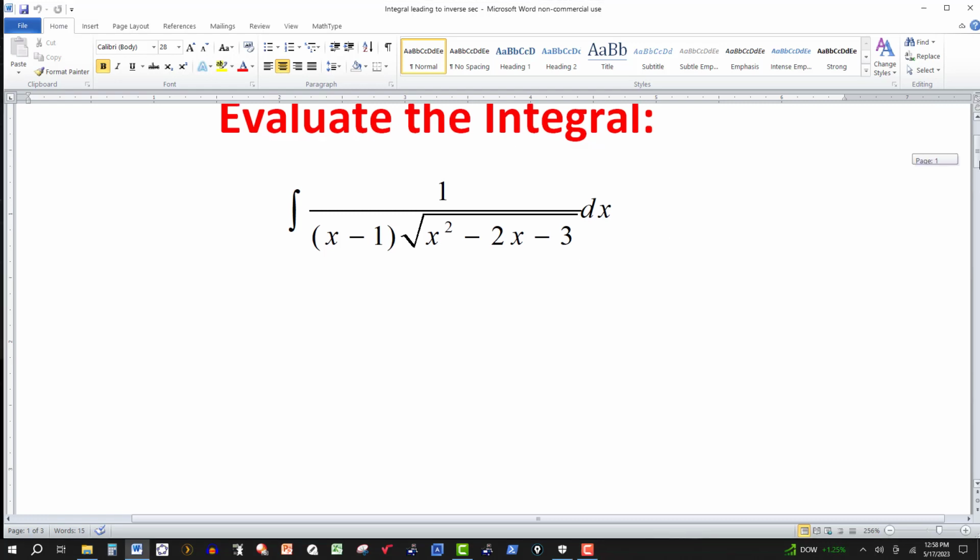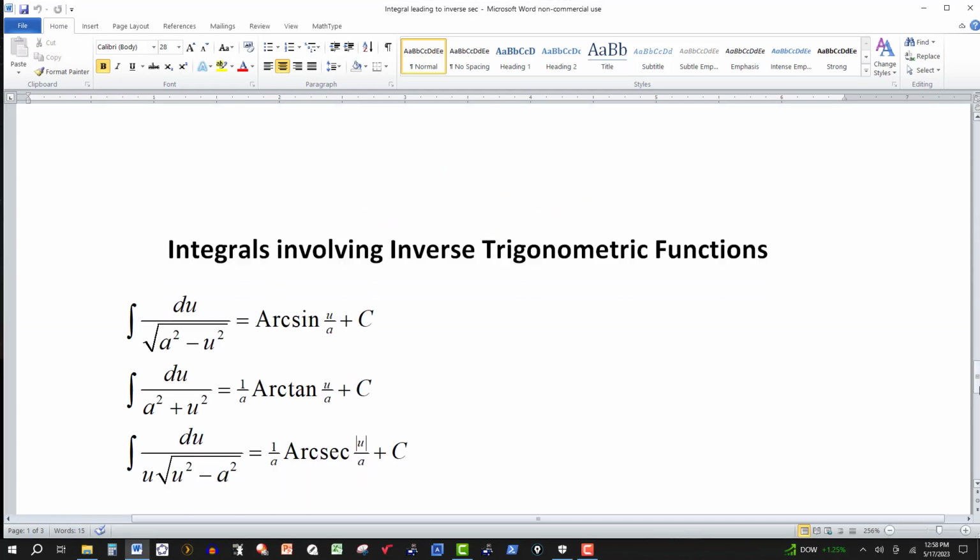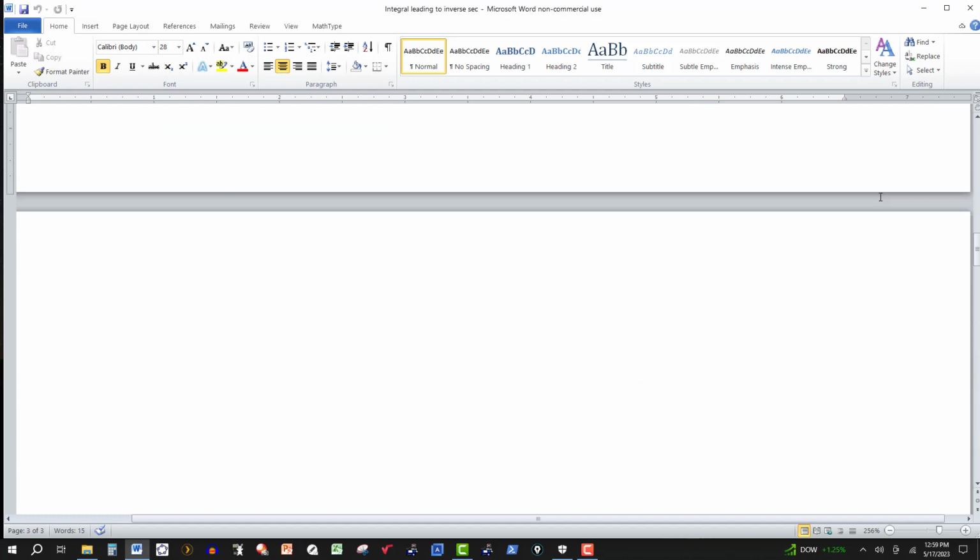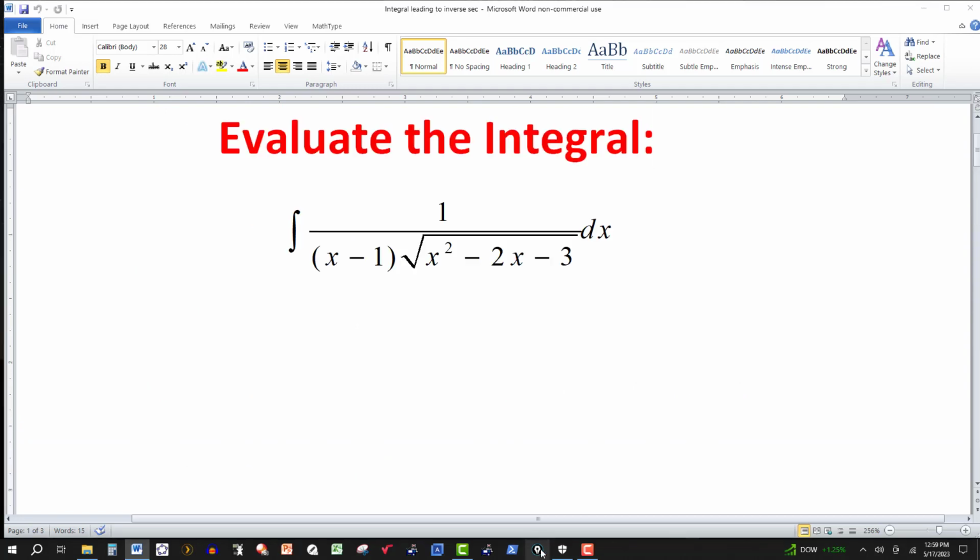So always look ahead. I'm looking at this formula right here, number 3. These are integrals involving inverse trigonometric functions. The third one has the integral of du over u times the square root of u squared minus a squared, and it gives you the solution. So can we write that integral in that form? That's the technique I'm going to use. If you want to stop the video here, pause the video and see if you can do it, go ahead, and then I'll be right back.